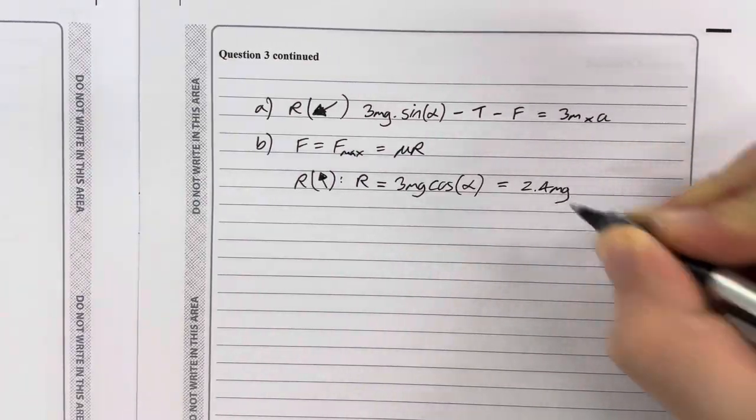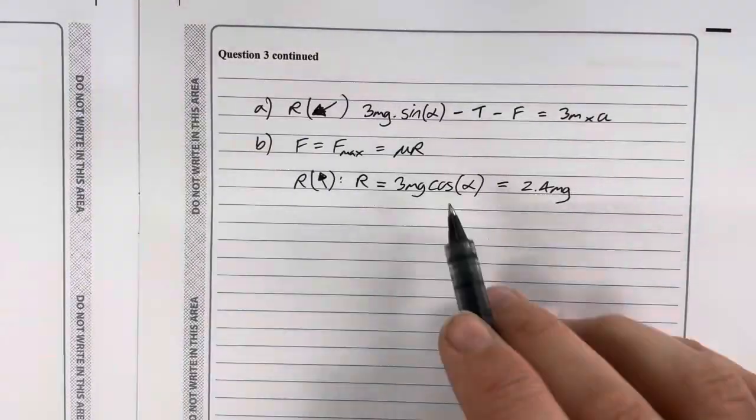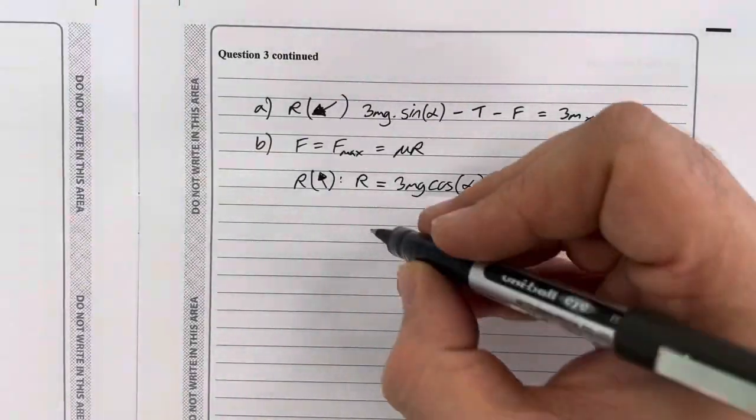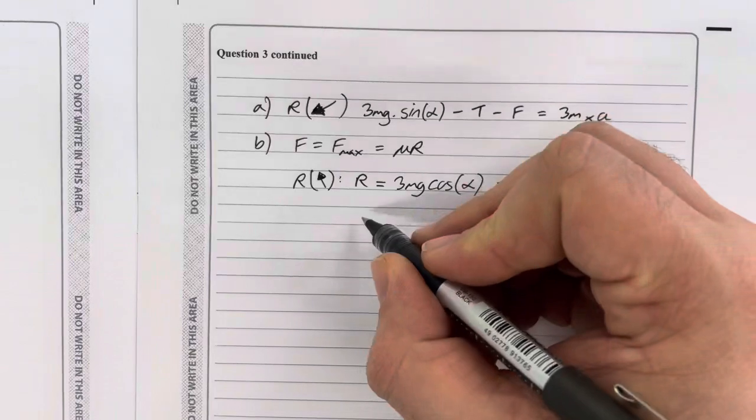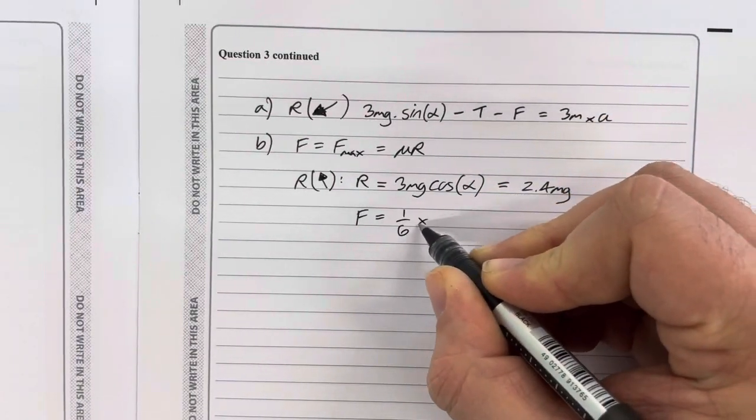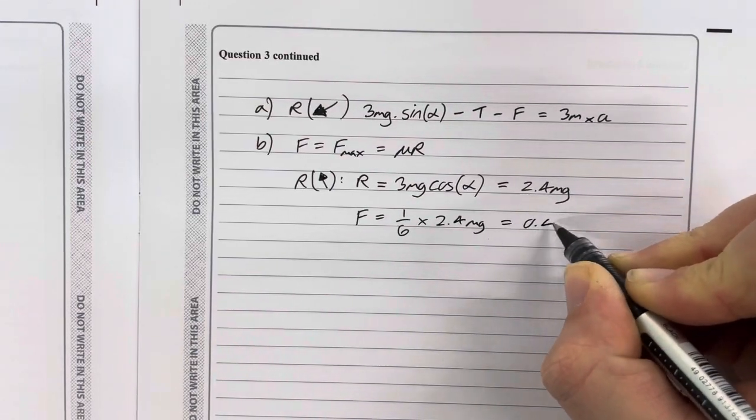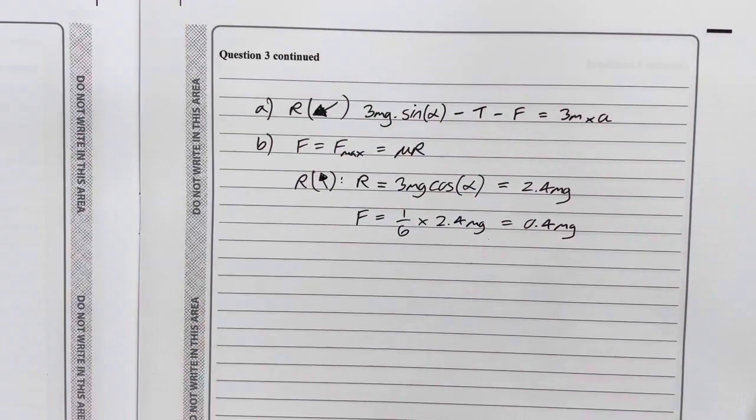So that's my reaction force, and mu therefore is that divided by 6. F max, the frictional force, is that divided by 6 because mu is a sixth. So we're going to end up with 0.4 mg. Okay, so that's my frictional force.